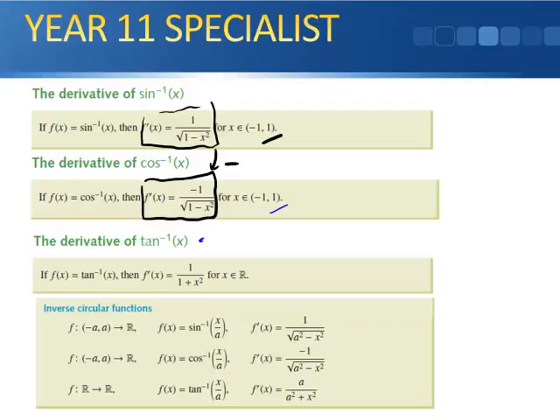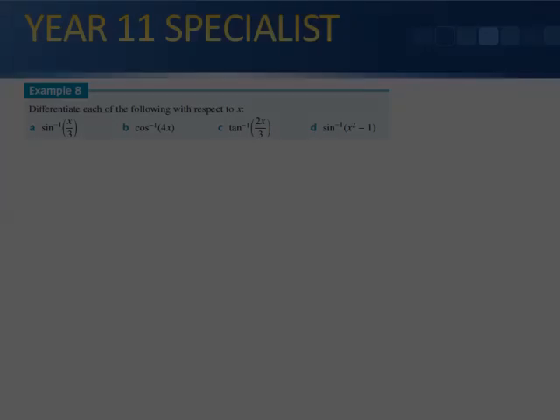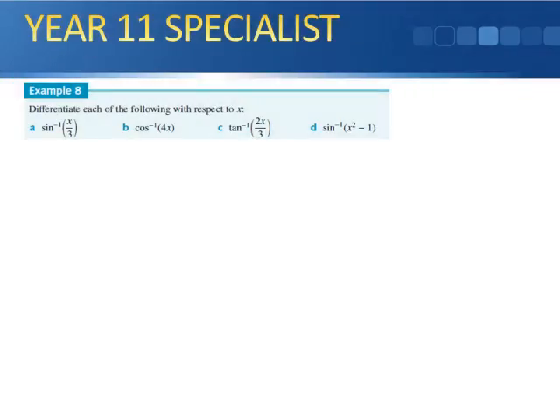For the inverse of tan, we have 1 divided by 1 plus x squared, which we could work out by dividing sine and cos anyway. If we have x divided by a, then it becomes 1 divided by the square root of a squared minus x squared. Inverse of cos of x divided by a, negative 1 divided by the square root of a squared minus x squared. And inverse of tan of x divided by a is a divided by a squared plus x squared. So let's put this into practice.